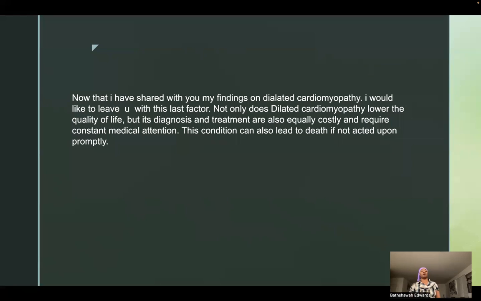However, now that I've shared with you my findings on dilated cardiomyopathy, I would like to leave you with this factor. Not only does dilated cardiomyopathy lower the quality of life, but its diagnosis and treatment are also costly and require constant medical attention. This condition can also lead to death if not acted upon promptly.